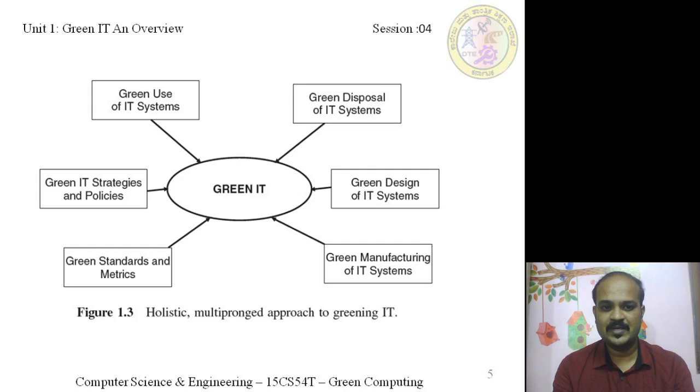IT systems. So in green use of IT systems, they try to reduce the energy consumption. Okay, and they try to use the system in an environmentally sound way. And the third one, green manufacturing of IT systems.